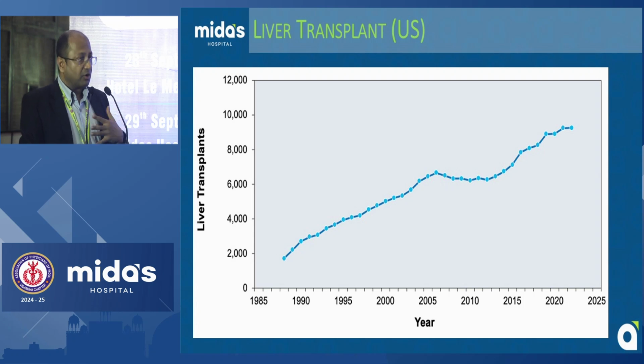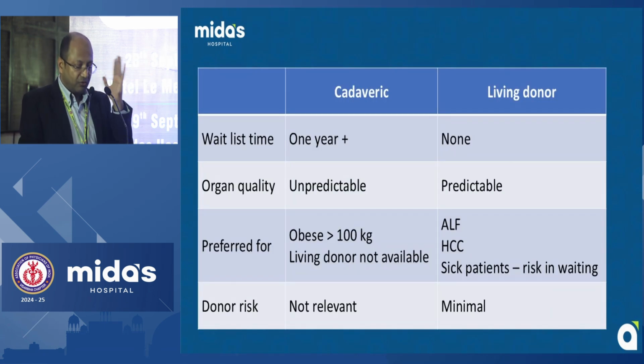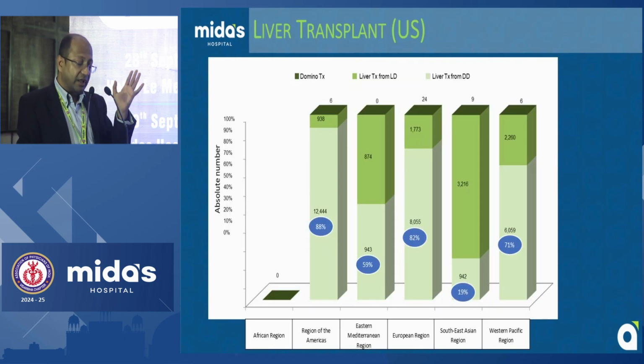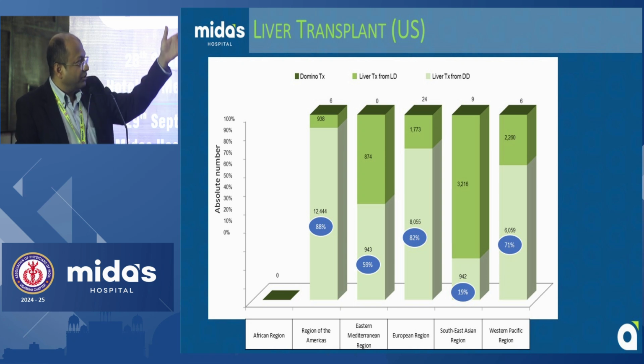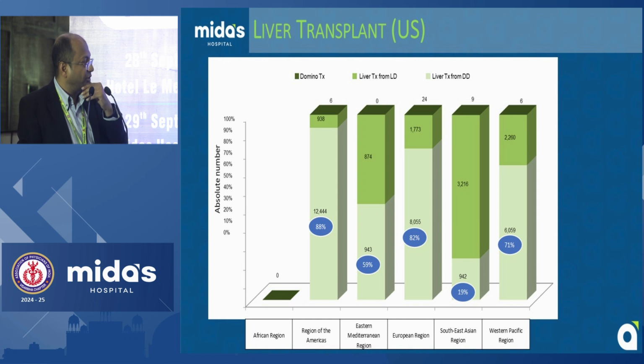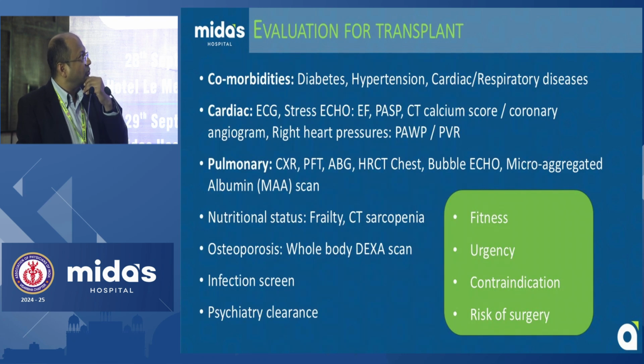With time, the number of transplants in the world is increasing, and at this point, in the US alone, there are about 10,000 transplants every year. And you are all aware of what type of transplants we do, cadaveric and living donor. There's a big difference in the type of transplants that are done in different parts of the world. While in the US or most of the Americas, it's almost 90% cadaveric transplants, in most of the Eastern countries such as ours and Korea and Japan, most of them are living donor transplants.